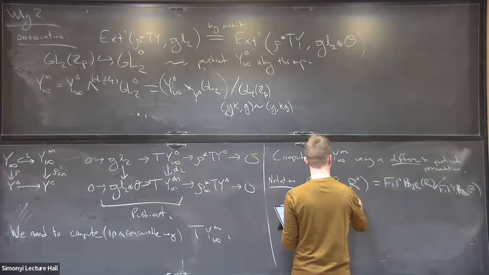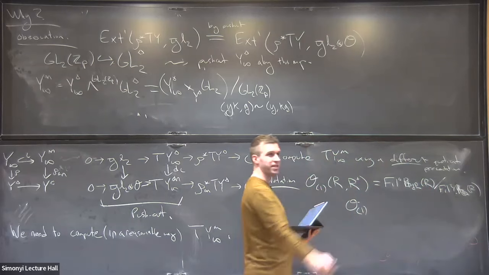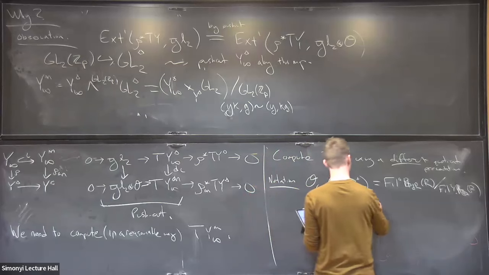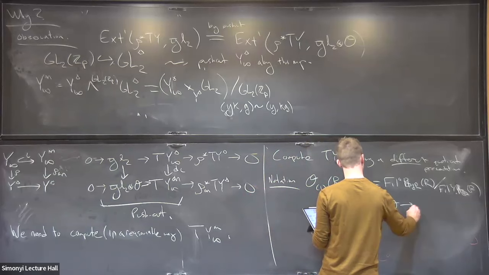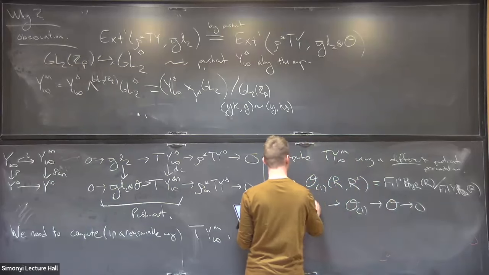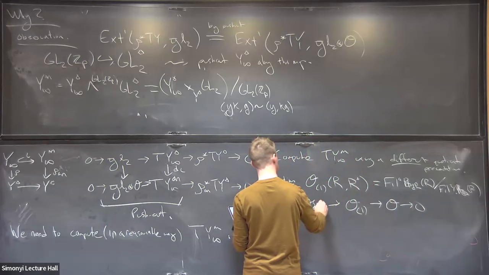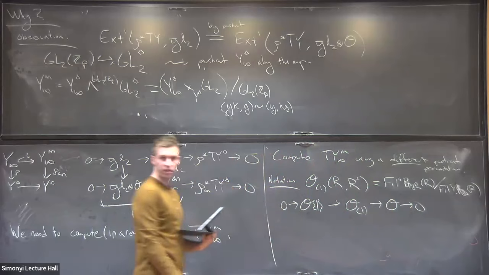So this is just B plus rho mod t squared. So we're talking about this. It's a square zero extension. It's a ring, a square zero extension of O by this Breuil-Kisin twist of O.